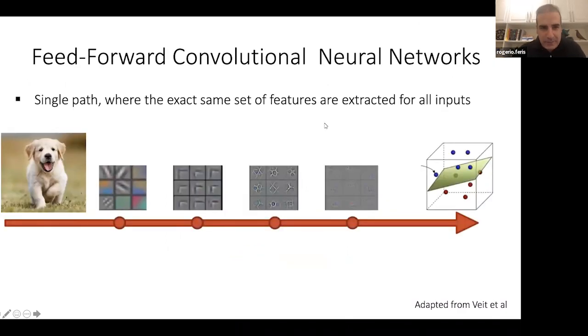All right, so as you know, the traditional approach for deep learning is based on hierarchical feed-forward neural networks, where you have earlier layers that capture low-level features like Gabor filters and so on, and layers that are close to the prediction, the decision level, which capture more semantic content. Now, all of these approaches basically rely mostly on a single path where the exact same set of features are extracted for all inputs.